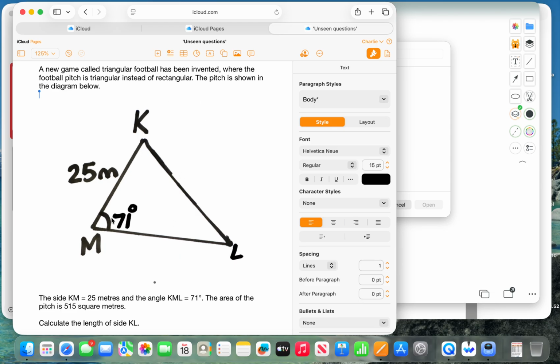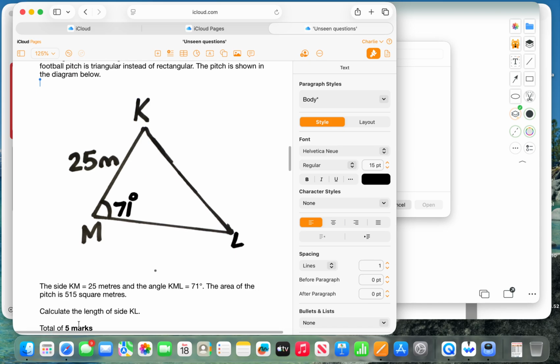So we have the side KM is 25 metres and the angle KML is 71. The area is 515. We want to find the length of side KL. Again, now is your opportunity and your last opportunity to pause the video before I explain how it's done. And I should say it's 5 marks.